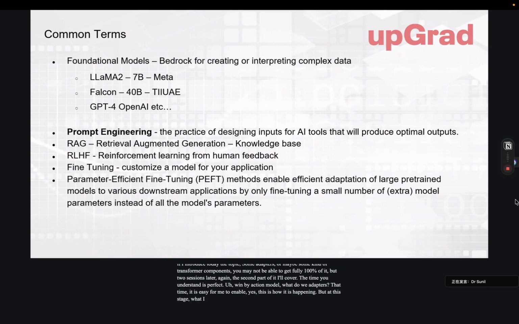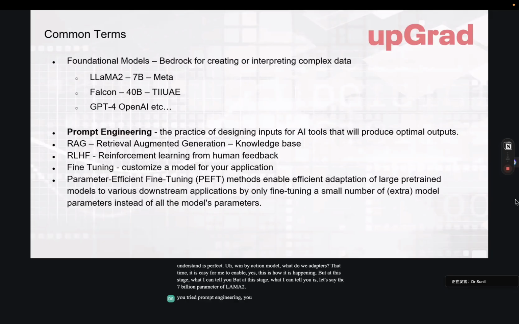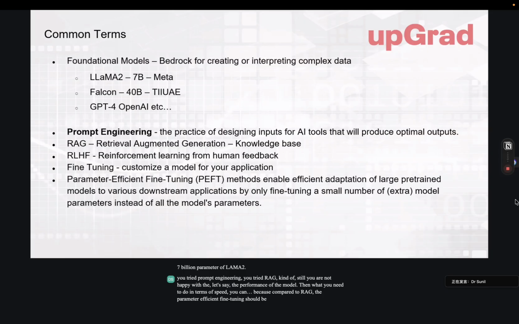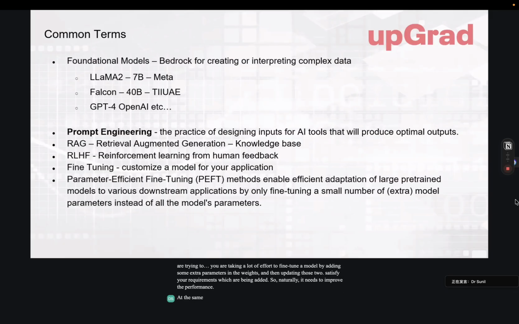But at this stage, what I can tell you is, let's say the 7 billion parameter Llama 2. You tried prompt engineering, you tried RAG, still you are not happy with the performance of the model. Then, in terms of speed, compared to RAG, parameter efficient fine tuning should be much faster. The reason is you are fine tuning a model by adding some extra parameters in the weights and then updating those to satisfy your requirements. So naturally, it needs to improve the performance and at the same time reduce the latency, right? So that's the main purpose of what we are doing.